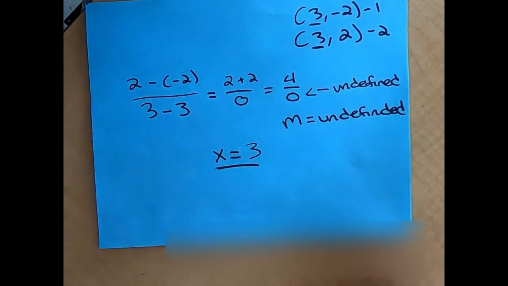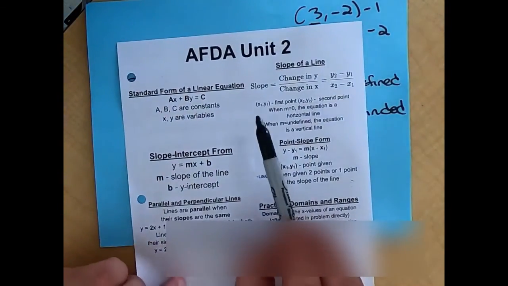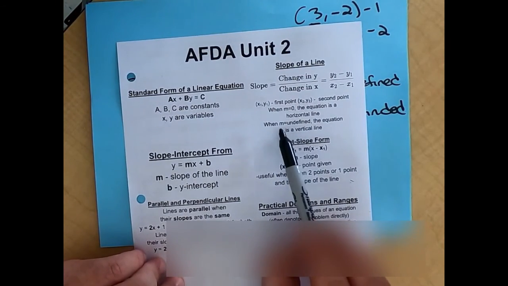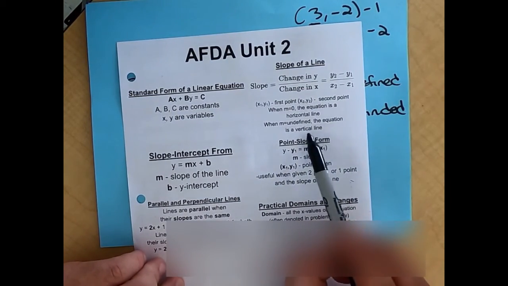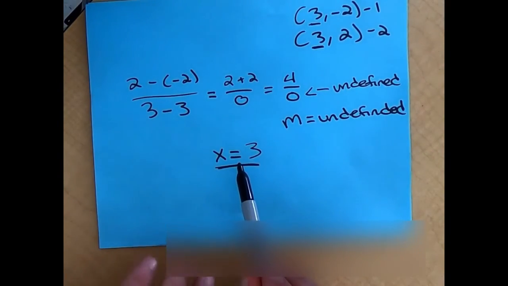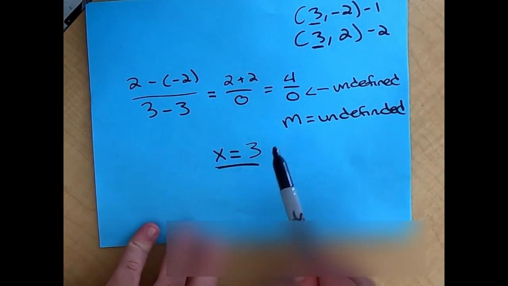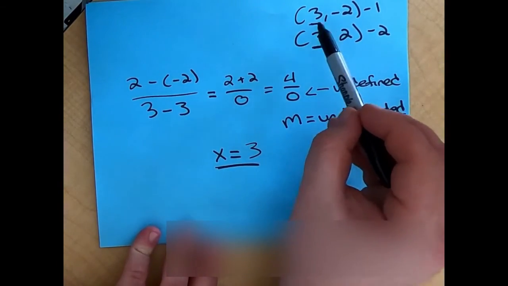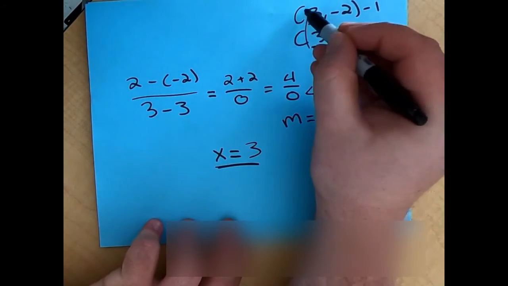And from our cheat sheet, or review sheet, whatever you want to call it, we know that when m is undefined, the equation is a vertical line. Vertical lines are x equals equations. X equals what? The x value of both points. Notice that these are the same.